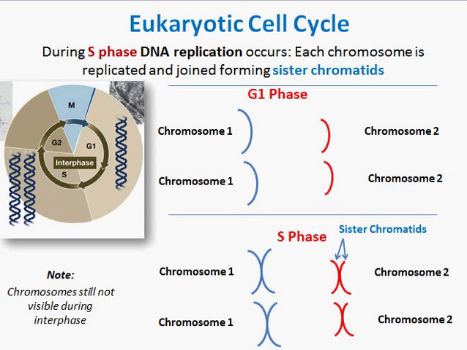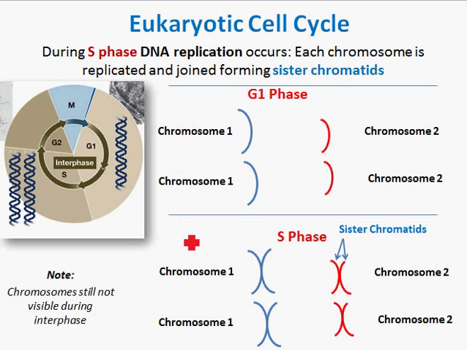All right, let's look at that cell cycle a little more. We mentioned that the interphase is the brown region of this cycle. We have G1, S, and G2. So let's look at what happens to the genetic information. So from G1, we enter S phase. During S phase, we make a copy of all the genetic information. So we could say that during S phase, DNA replication occurs. Each chromosome is replicated and joined, forming what we call sister chromatids.